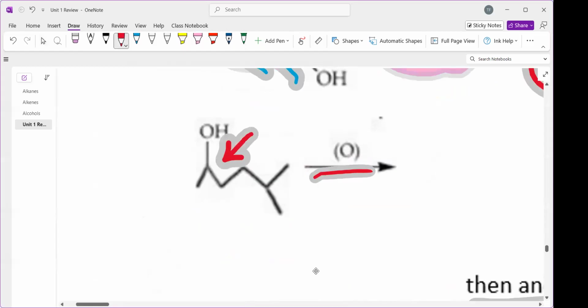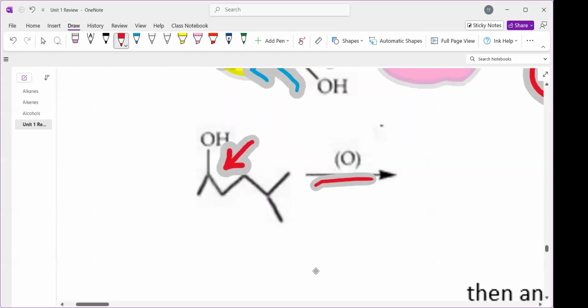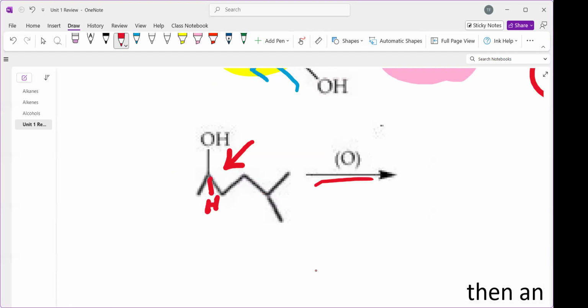And if we blow this up, we have an H right there. So how many times can it undergo oxidation? How many H's are there? Once. That means it can undergo the reaction once. So once gives us a ketone.